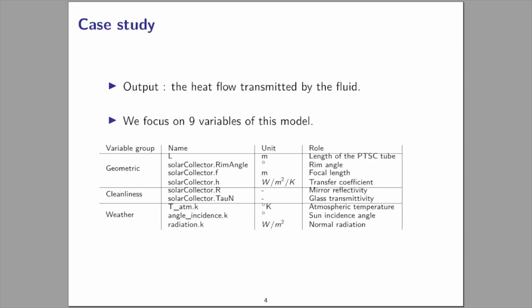There is, for instance, the length of the tube, the angle of the mirrors that more or less wrap the tube, the focal length of the mirror, and the transfer coefficient of the mirror to the pipe. We also have cleanliness parameters, meaning parameters that can be affected whether the mirror or the pipes are dirty. These parameters are the reflectivity of the mirror and the transmittivity of the glass in the pipe. And the last variable group is the weather. As mentioned before, the atmospheric temperature, the incidence angle of the sun, and the sun radiation.